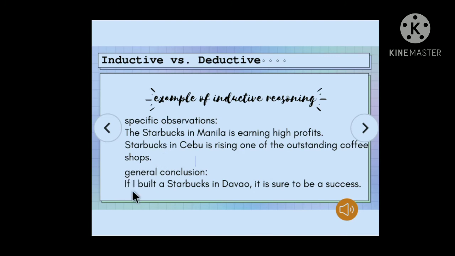Given the specific observation, we can arrive at the conclusion that if I built a Starbucks in Davao, it is sure to be a success. The conclusion was based on the specific observation that the Starbucks were being built in the cities of Manila, of Luzon, and Visayas. That's why we arrive at the conclusion that if we build a Starbucks in the city of Mindanao, it is sure to be a success because the established Starbucks in the cities of Luzon and Visayas are also having their success.